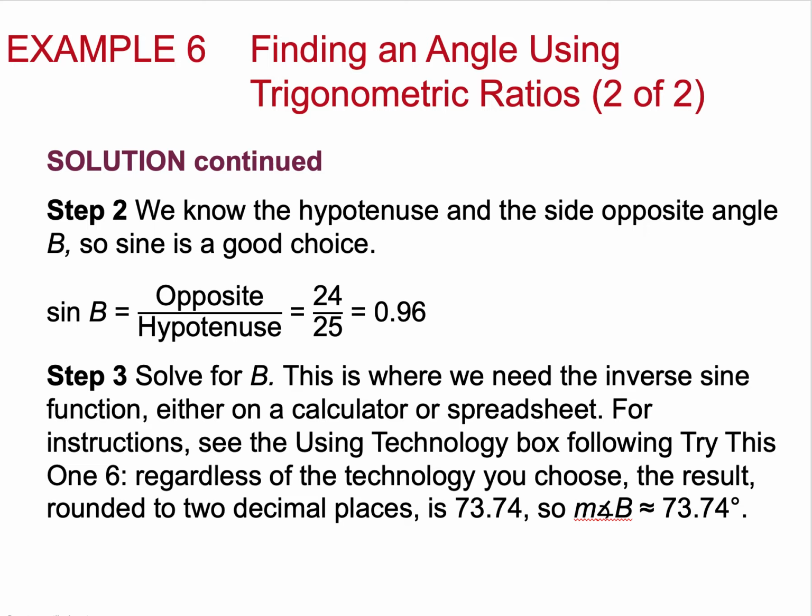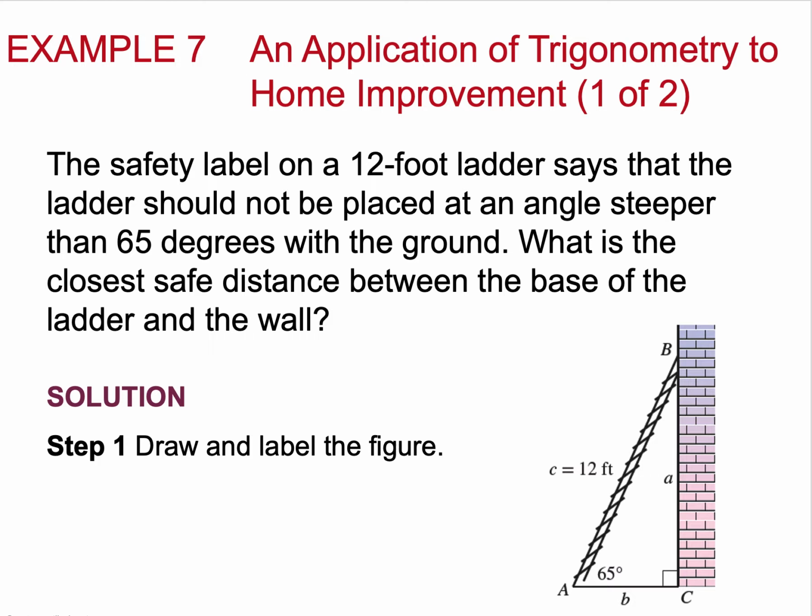I'm going to type in my calculator sine inverse, which is the sine button with the -1 above it, 24 divided by 25, and then I'm going to hit enter. And that's going to give me 73.74 degrees as long as you are in degree mode.